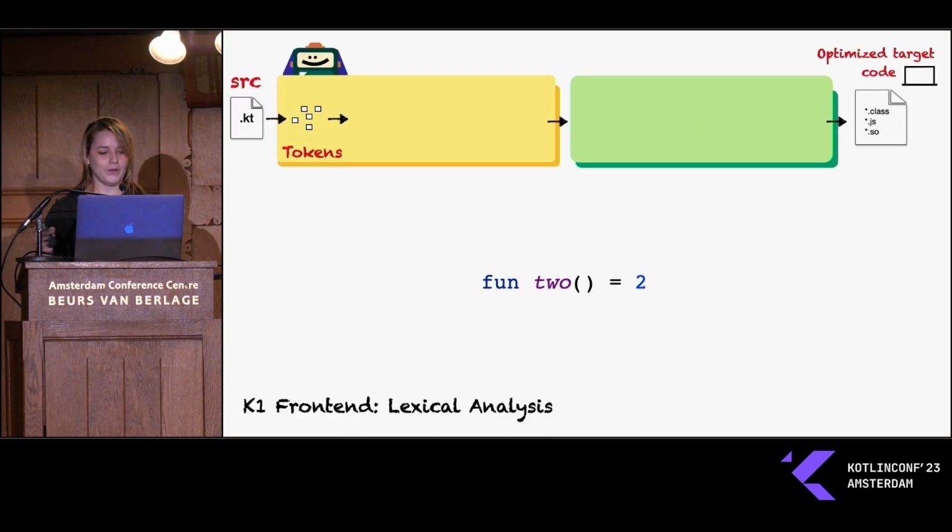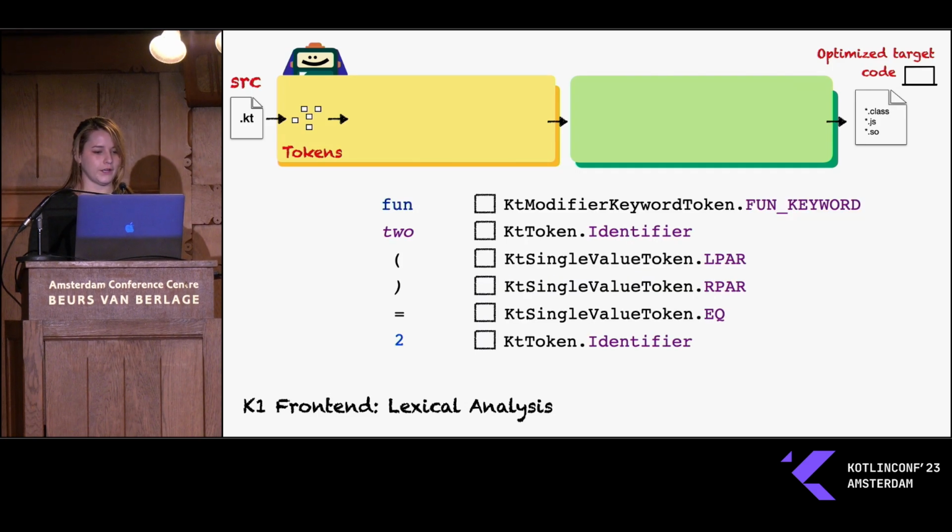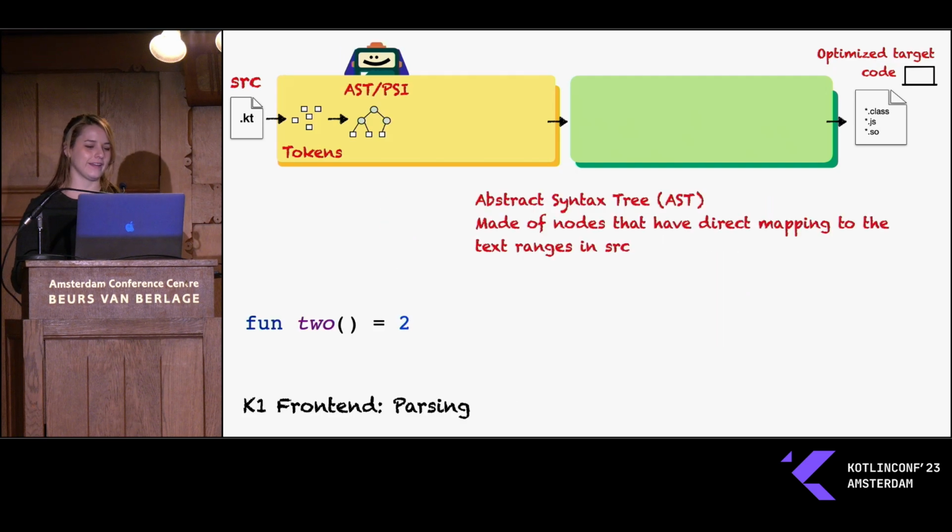So suppose we have the following source code, fun two, which gives you 2, through the compiler. First, the Kotlin lexer will scan and break up the text into lexical tokens called KT tokens. For example, you have the left parenthesis and the right parenthesis, which might be denoted as KT single value, LPAR and RPAR, and then of course equals is EQ. White spaces are included as well, just not in this slide, because it's kind of noisy.